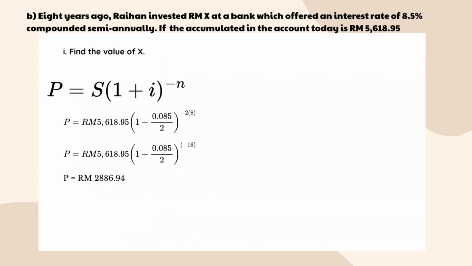B. Eight years ago, Ryan invested RM X at a bank which offered an interest rate of 8.5% compounded semi-annually. If the accumulated amount in the account today is RM5,618.95, first, find the value of X.